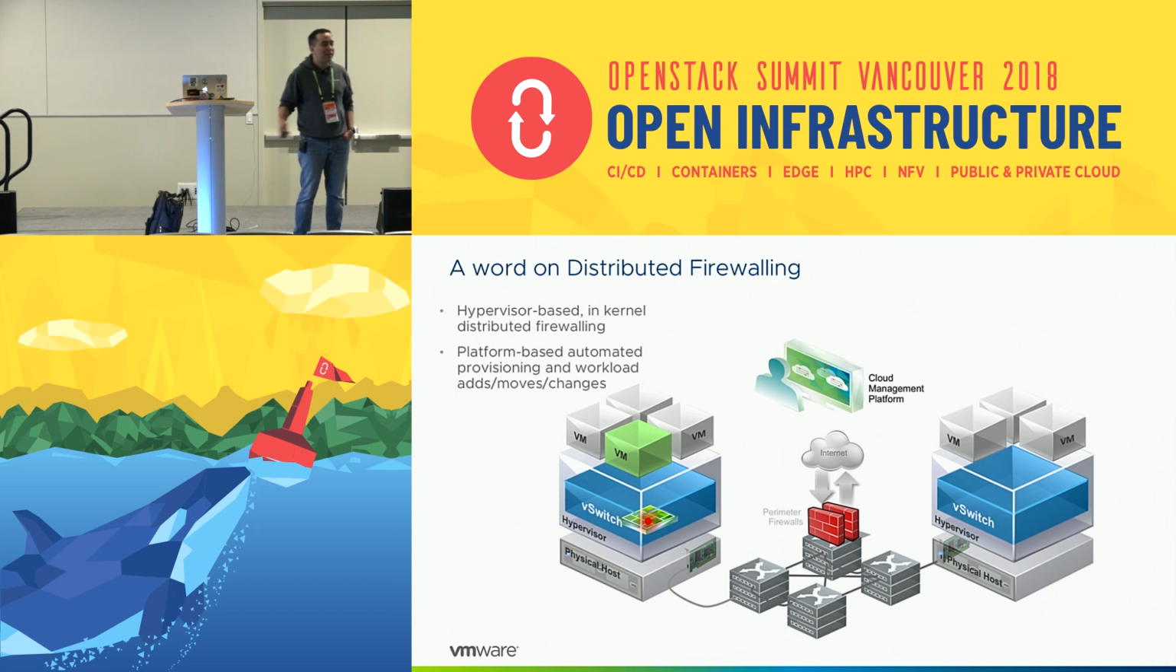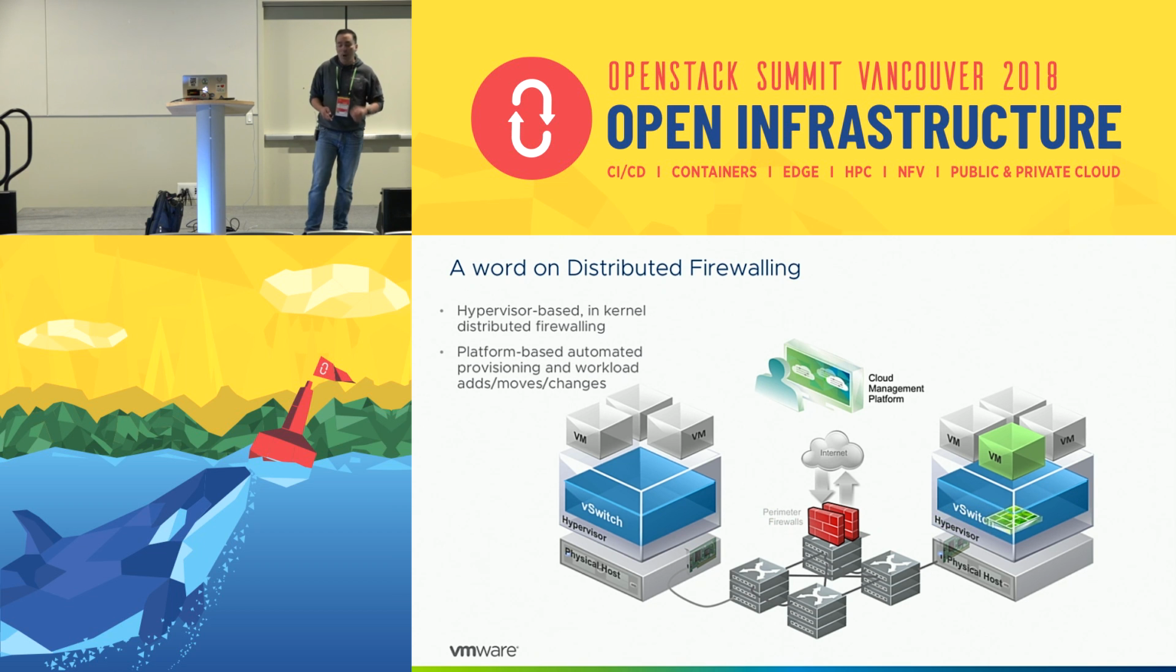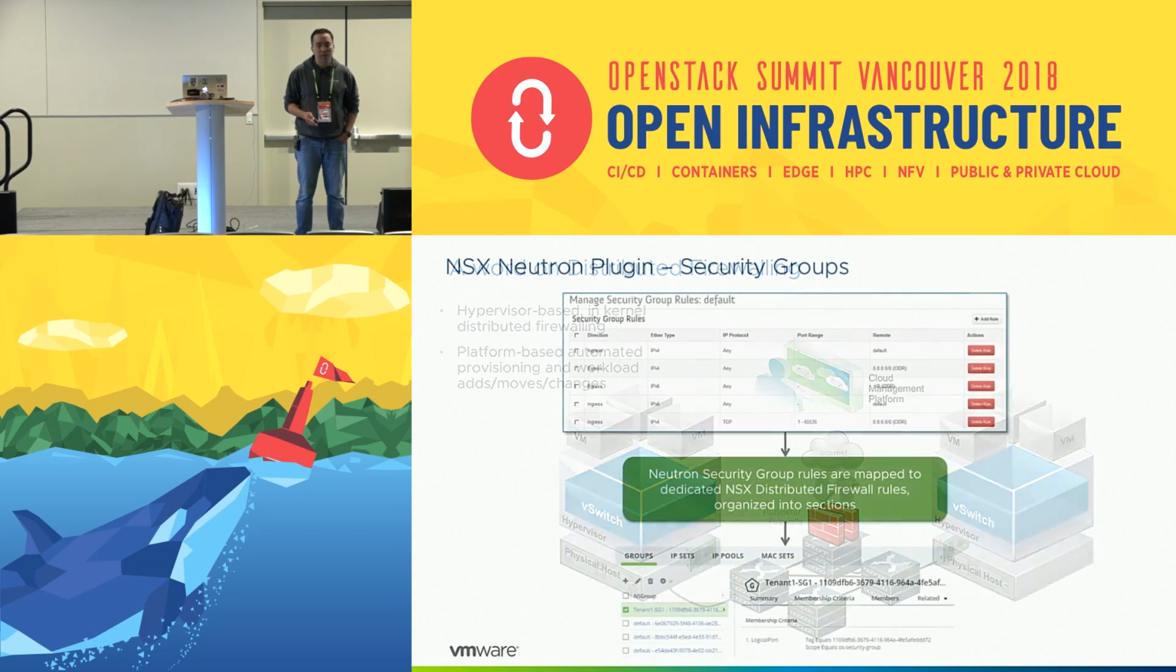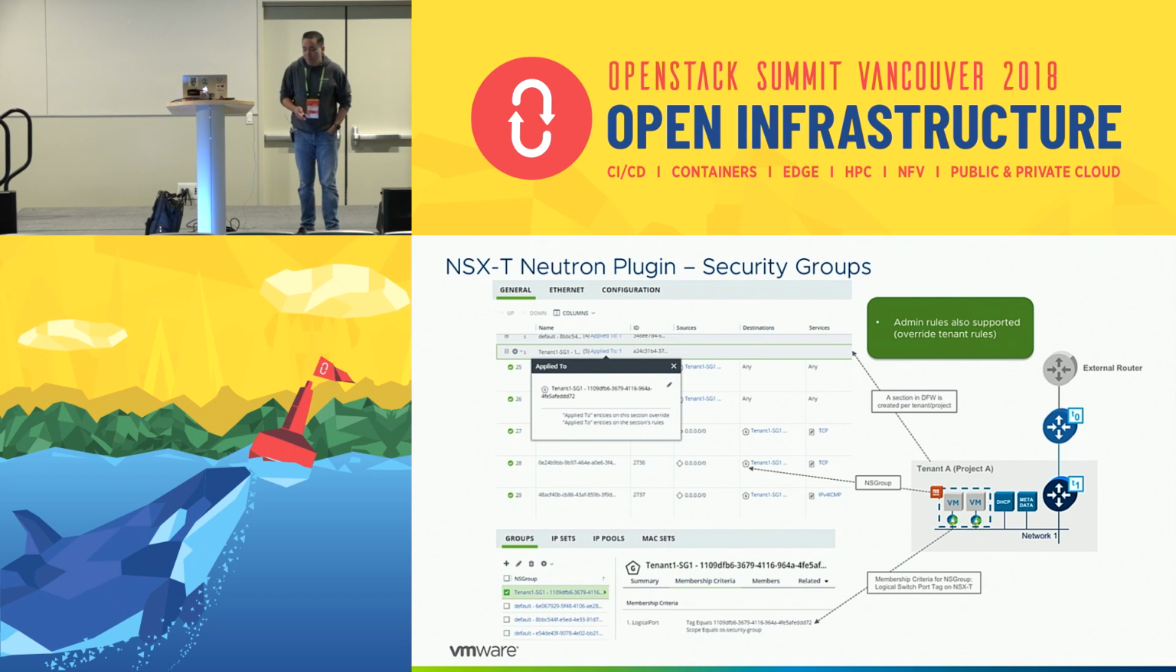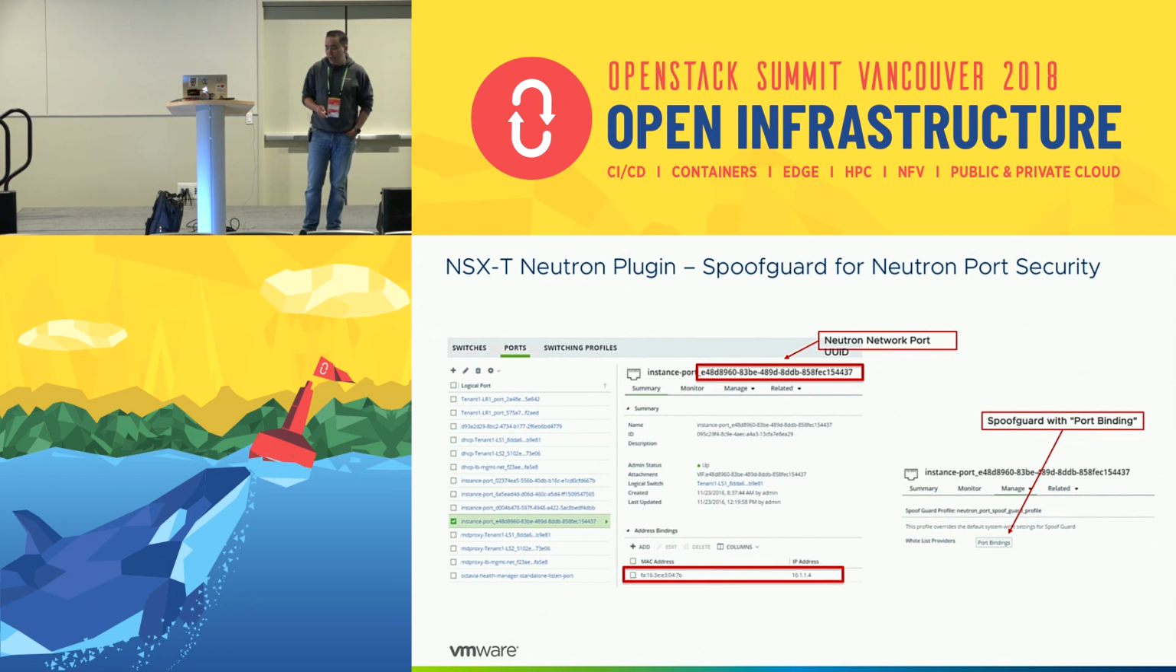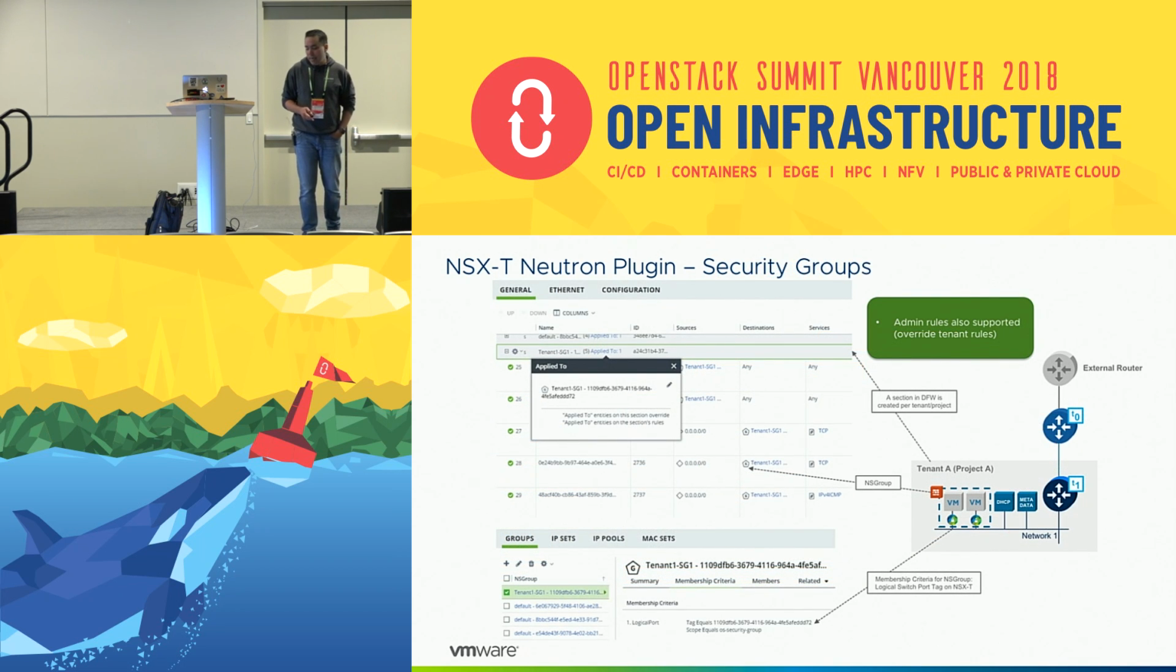And we consume this in OpenStack using Neutron security groups. Also, the distributed firewall policy follows the VM throughout its life cycle, and if you retire the application, the policy just disappears with it. The reminder here is that Neutron security groups are represented in NSX as a stateful firewall policy in our distributed firewall. Again, I'll share these slides and you'll get the details there.